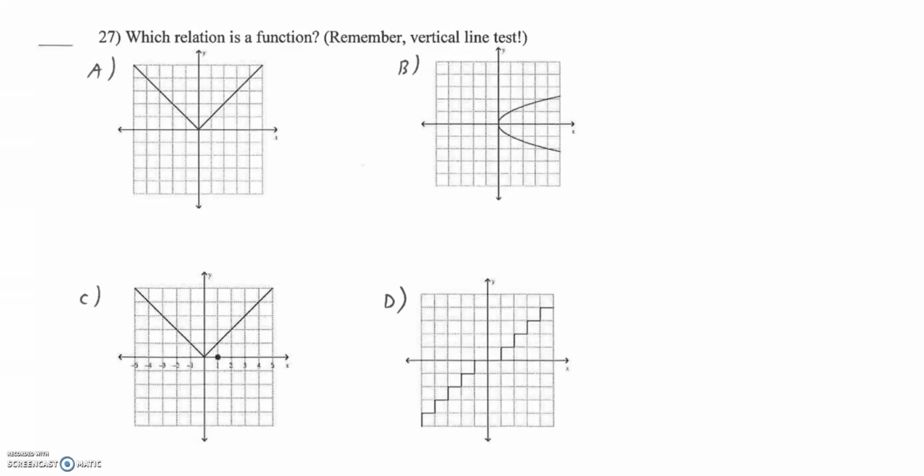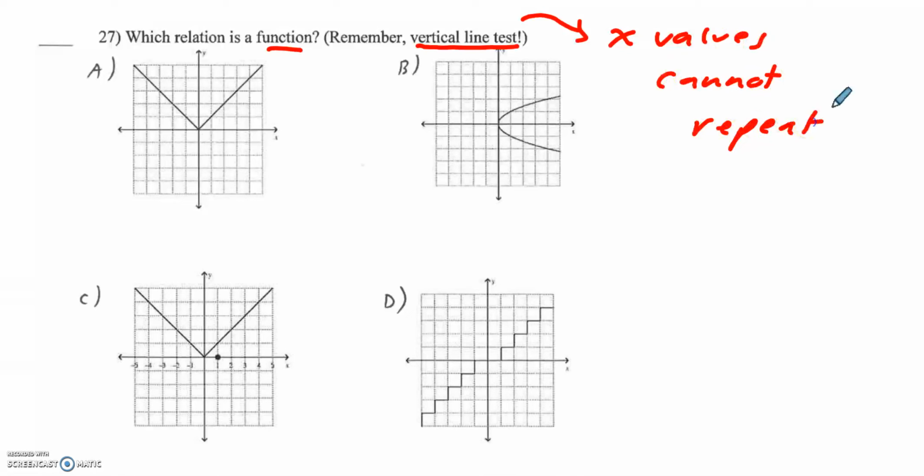Number 27 asks the same question a different way. Which relation is a function? And my hint to you is, remember the vertical line test, that your x values cannot repeat. So what you're going to do is look at all these examples and see if the vertical line test fails.